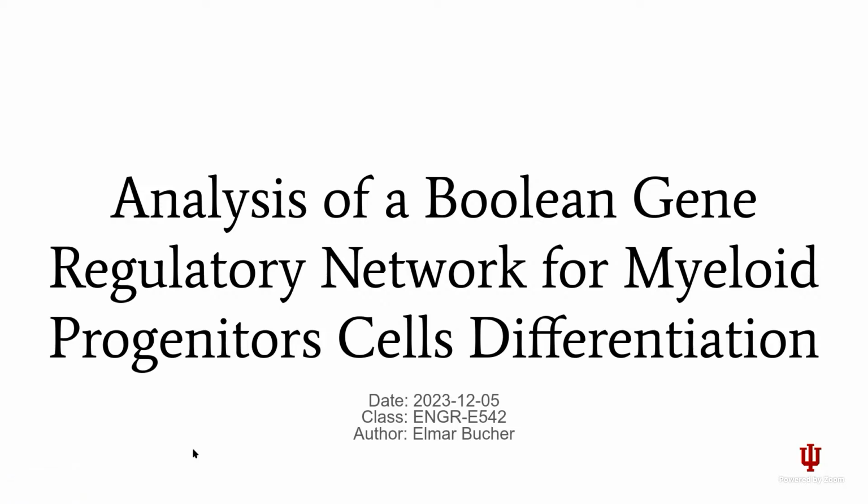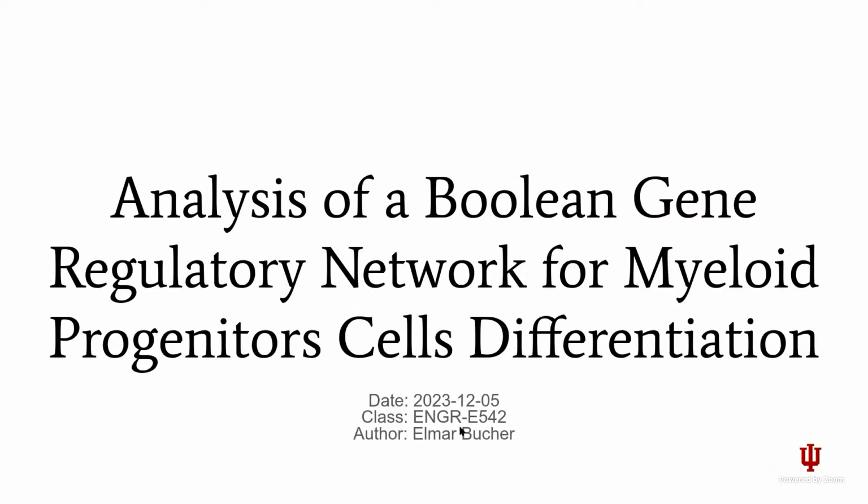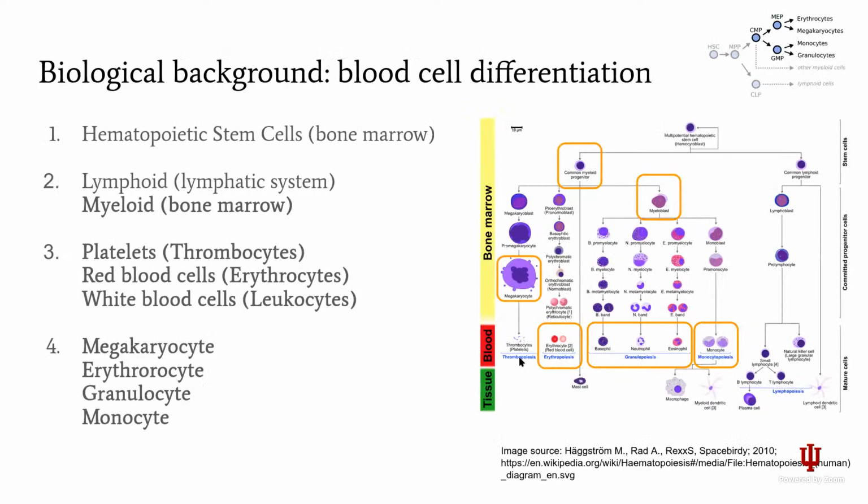Analysis of the Boolean generator network was what I looked into, and it was a paper about the myeloid progenitor cell differentiation. I was interested to re-implement this model in Tellurium, and I will come to that. So first, a little bit of background, a refresher. I have already shown this slide in the introduction.